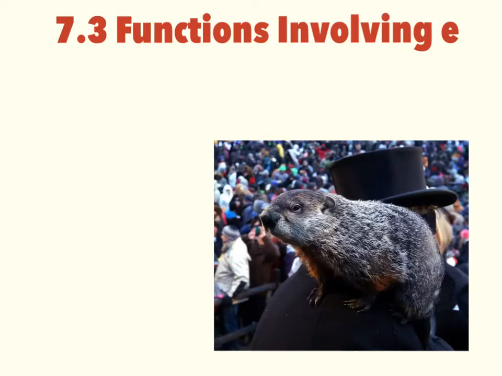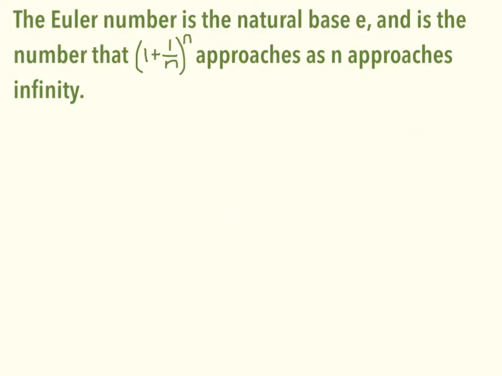Today, we're going to learn about the coolest number. It's called e. It's the Euler number. Technically, the Euler number is the natural base e. It's the number that (1 + 1/n)^n approaches as n approaches infinity. If you were to graph that, it will approach an asymptote, and that asymptote is going to be e, which is approximately 2.718. That's what you need to remember.